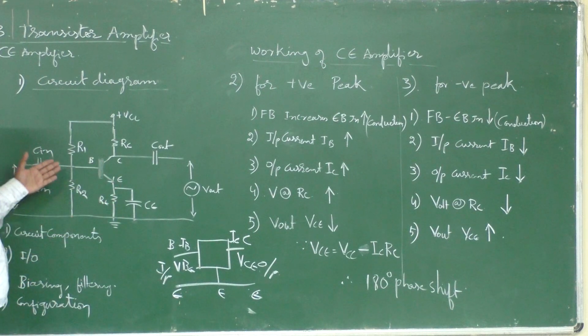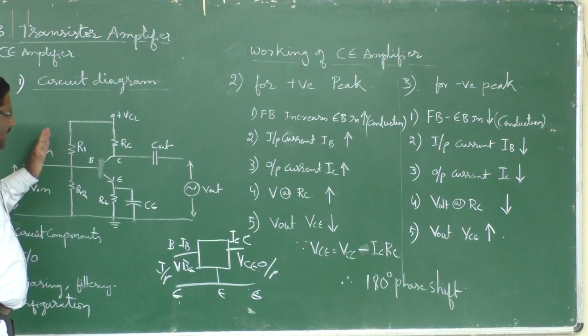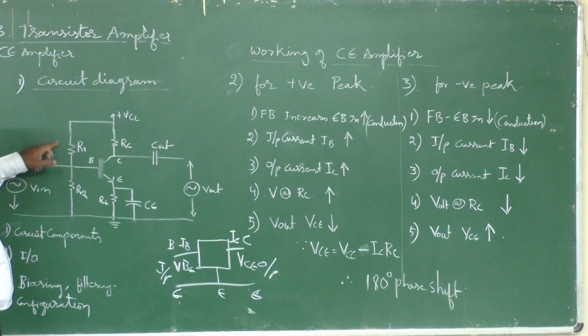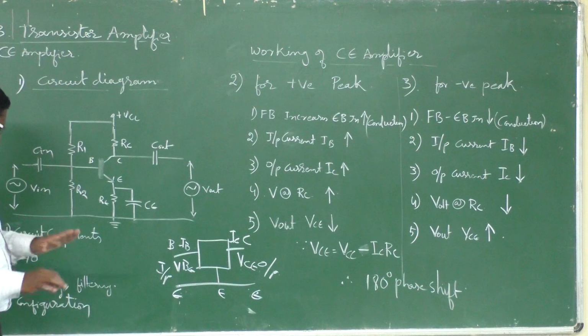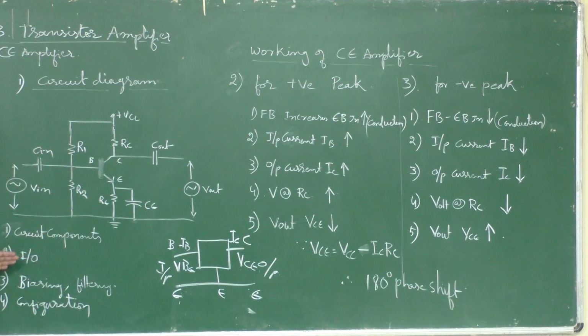For biasing, fixed voltage divider biasing is used here. The values of R1 and R2 are not changing. We take the input and output as shown, with the circuit components as given here.